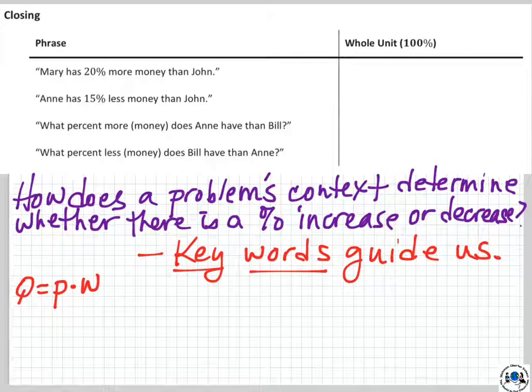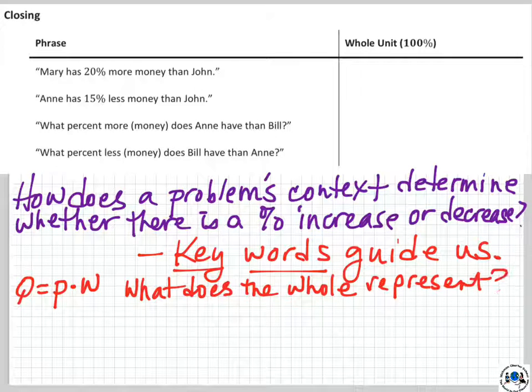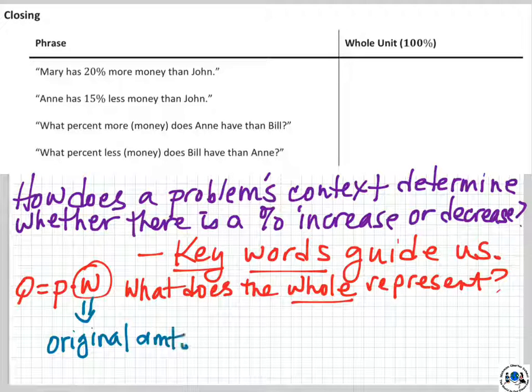Now our Q equals P times W. What does the whole represent, okay? In the problems where we have percent increase or decrease, that whole is always going to be the original amount, okay? It's always going to be the original amount. In that case, that does not change, okay?